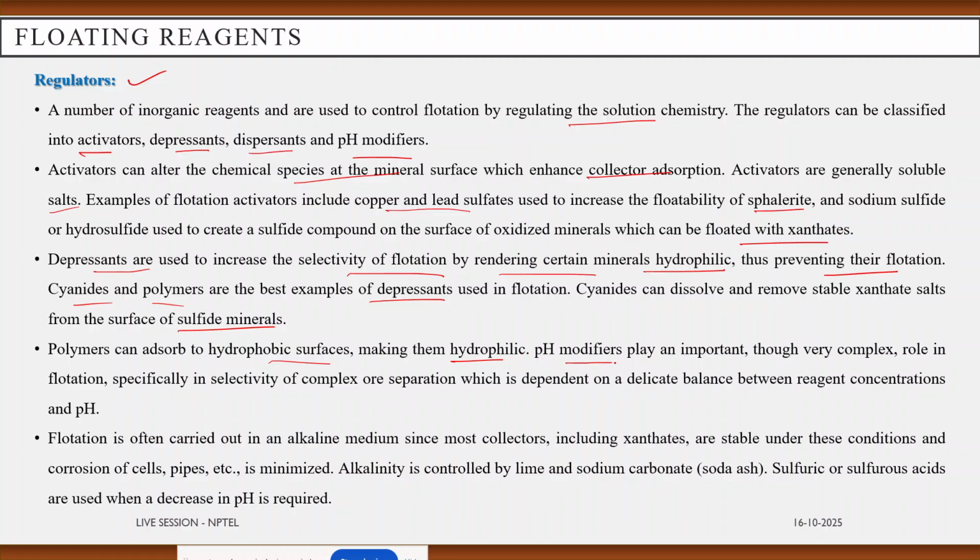Here the pH modifiers play a very important, though very complex, role in flotation and specifically in the selectivity of the complex ore separation, which is dependent on a delicate balance between the reagent concentrations and pH.